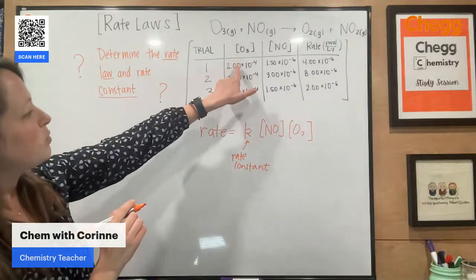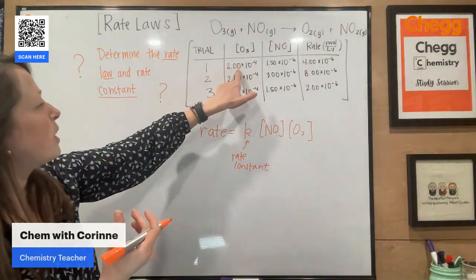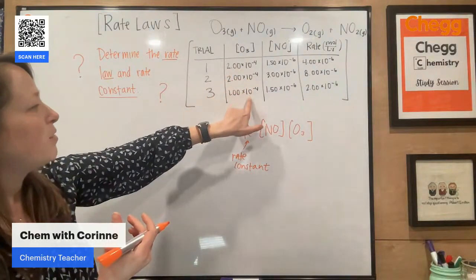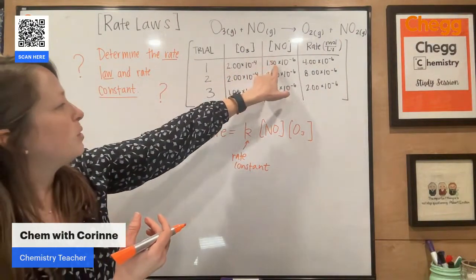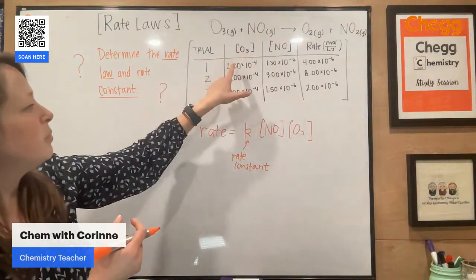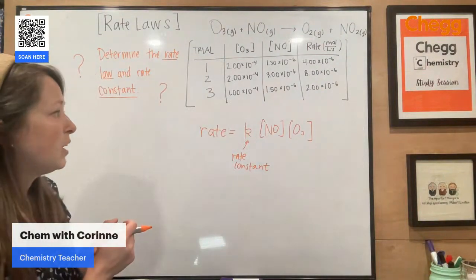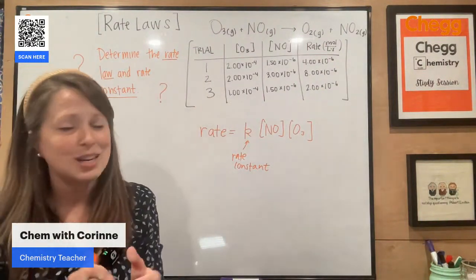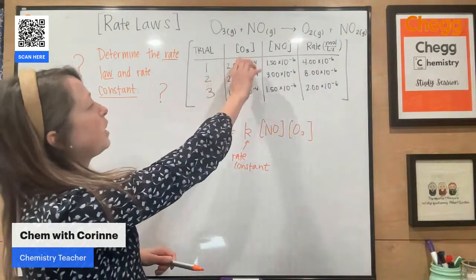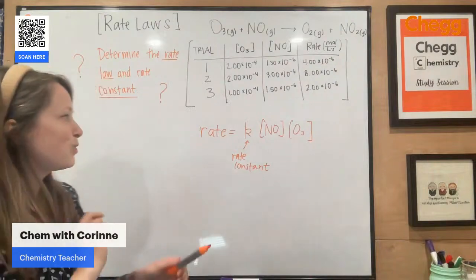So between trials 1 and 2, we didn't change the concentration of ozone. But between trials 1 and 3, we halve the concentration. If we look at this and notice that the concentration of NO is held constant, then we'll have an accurate idea of how that change in concentration is actually impacting the rate. So that's a really key takeaway with this. You want to make sure that you're looking at how the rate is changing with respect to only one of those reactants.